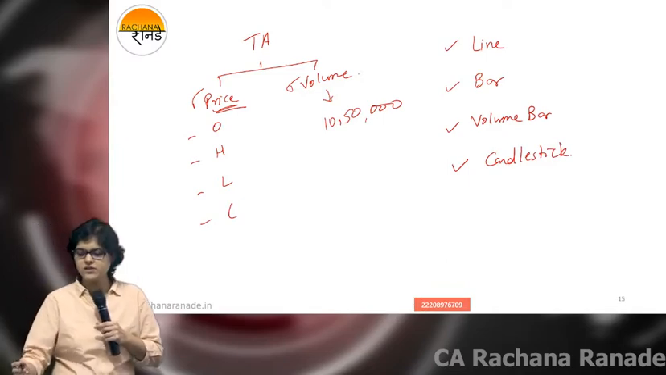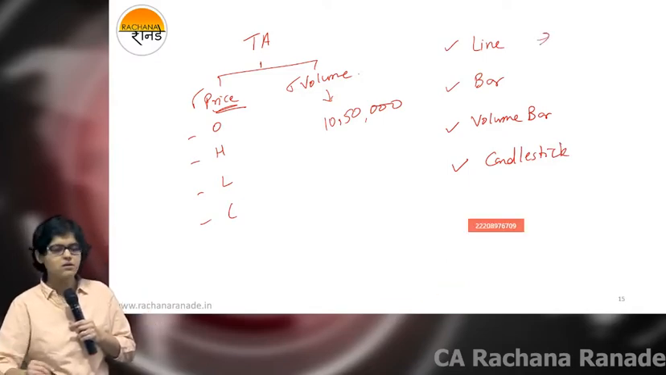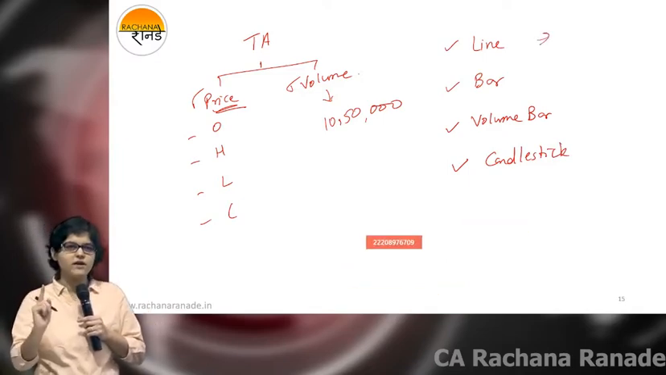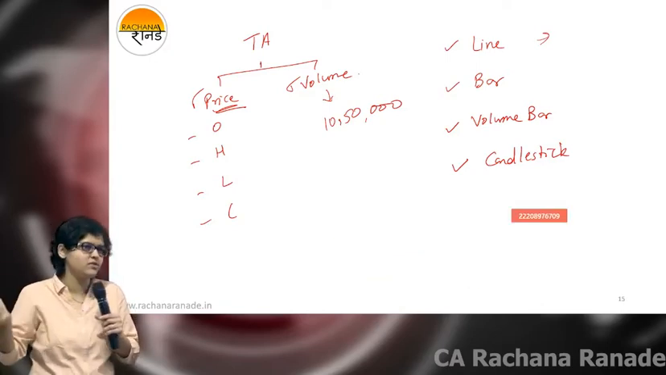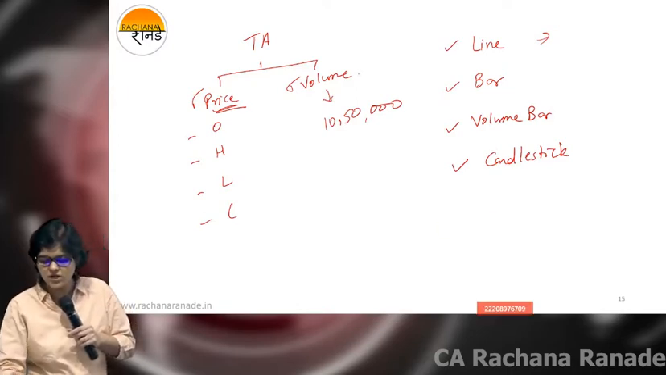Quickly revising the features, how do we draw a line chart? Only on one factor. And what is that? Closing prices. We would plot the closing prices on a graph, connect them, and that's how a line chart is drawn. For a bar chart, we have 2-3 points.